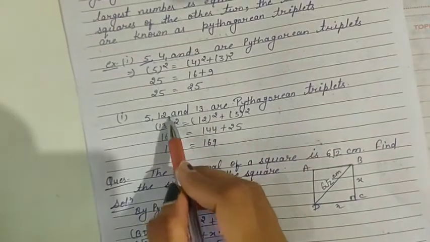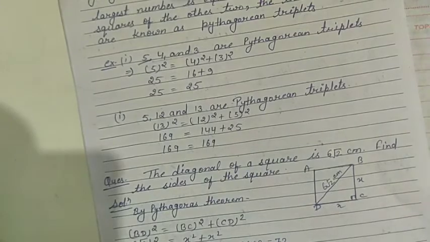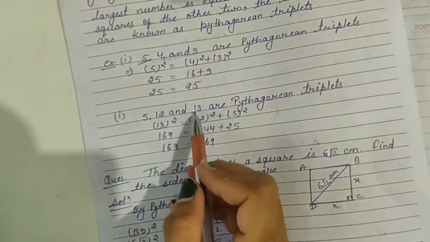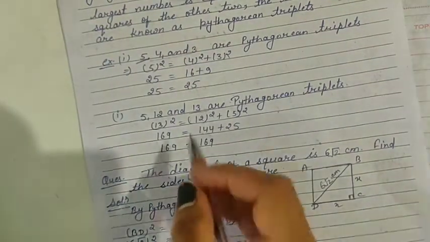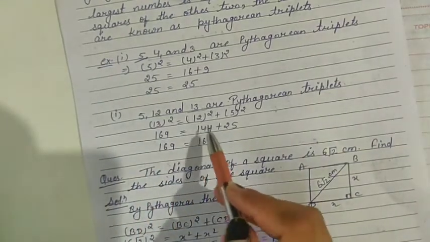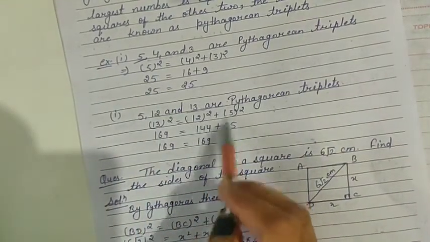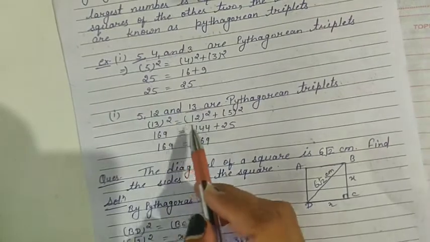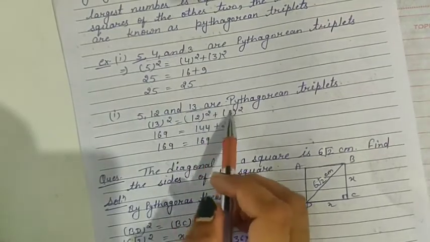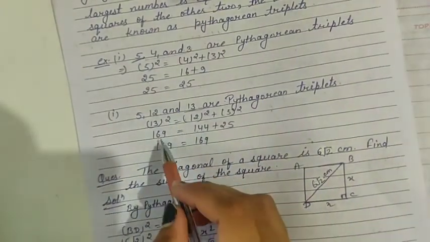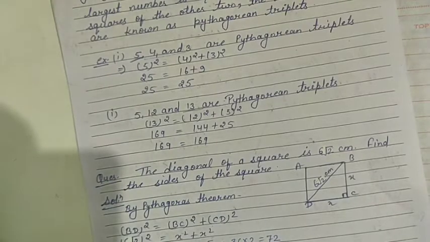And 5, 12 and 13 are also Pythagorean triplets because this is the largest number, 13. So the square of 13 is equal to the sum of squares of the other two numbers. Square of 13 is equal to 12 square plus 5 square. Square of 13 is 169.